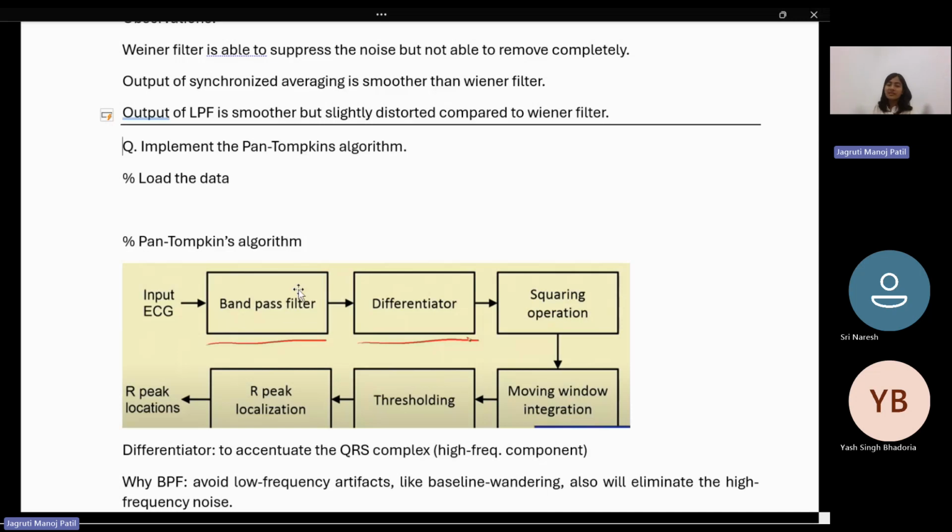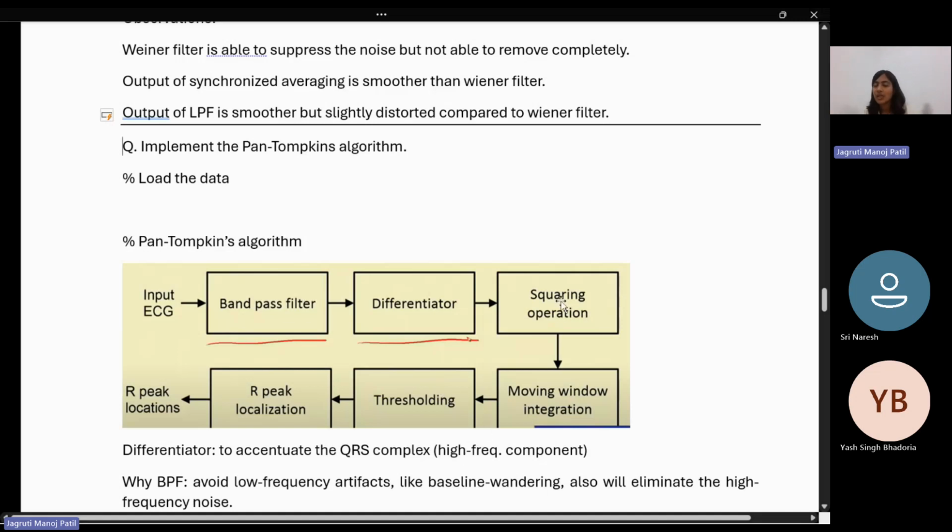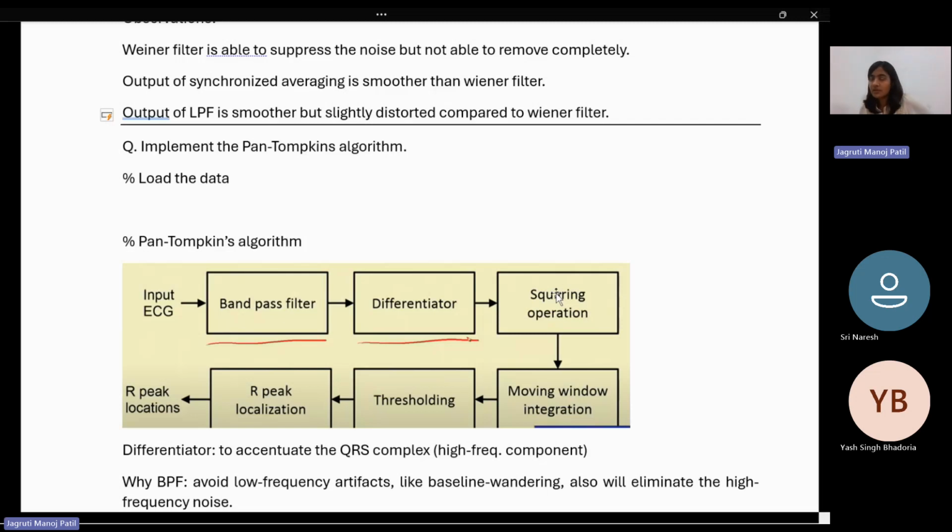Okay, next is the differentiator. Essentially, it accentuates the QRS complex, which is a high frequency component. Then a squaring operation. What you do is take the absolute value of everything. By taking a squaring operation, you have everything as positive, as you normally see in rectifying circuits, that is, when we have a half wave rectifier and a full wave rectifier. So we have normal waves and we have a full wave rectified output.